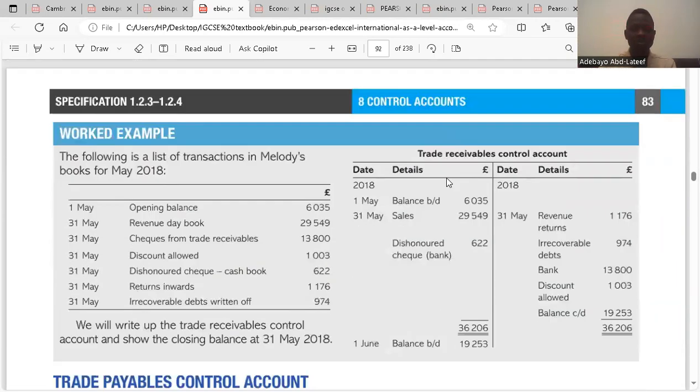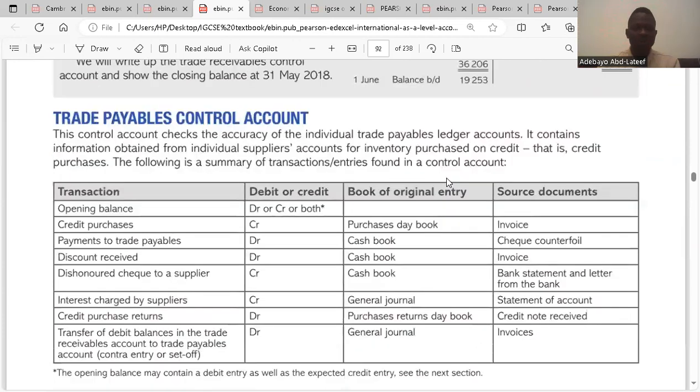What do we use the trade payables control account for? For the trade payables control account, we use it to record all ledgers of our credit suppliers. So what are those items on the debit side and what are those items on the credit side of our trade payables control account?